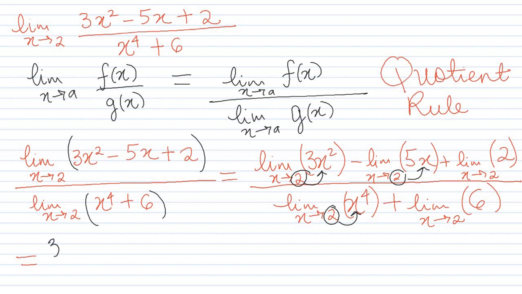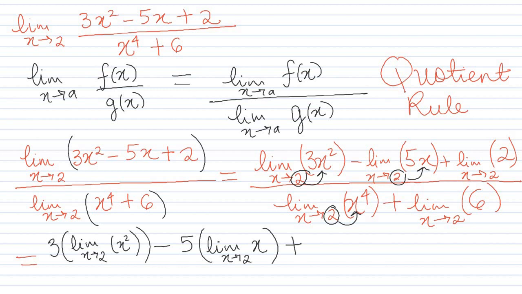So first we have 3, because we're bringing that out, times the limit as x goes to 2 of x squared. If you want to skip this step, you can go ahead and do that, but I'm going to do it just for the purpose of clarity for everyone. Minus, bring out 5 multiplied by the limit as x goes to 2 of x, plus, what is the limit of a constant as the variable x goes to a particular number? Well, it's just going to be the constant. There's nothing to substitute there, so we're just going to bring 2 down.